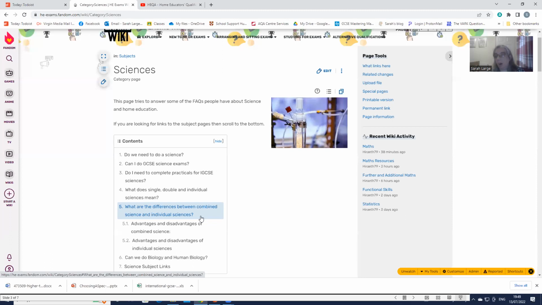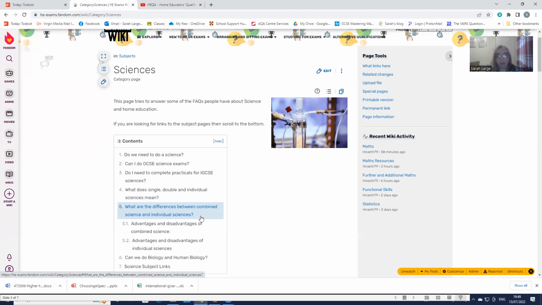Then you've got an option of double award sciences, which are combined science, again, a third biology, a third chemistry, a third physics, offered by both IGCSE exam boards. You get the equivalent of 2 IGCSEs for it.